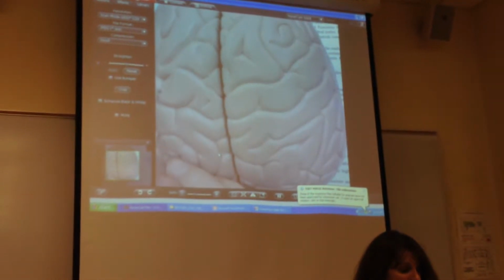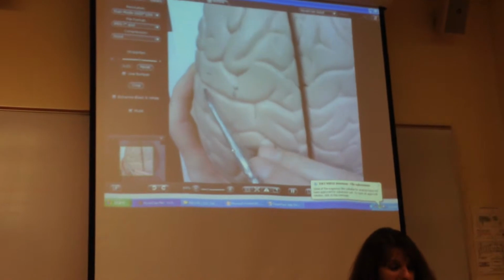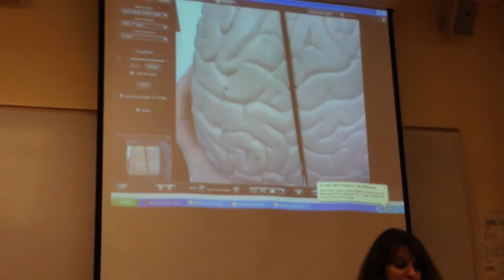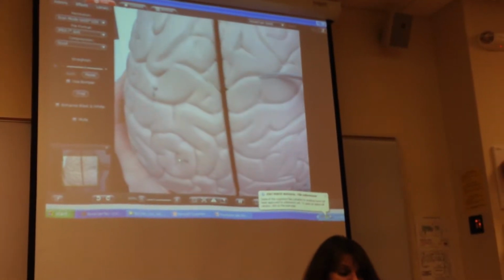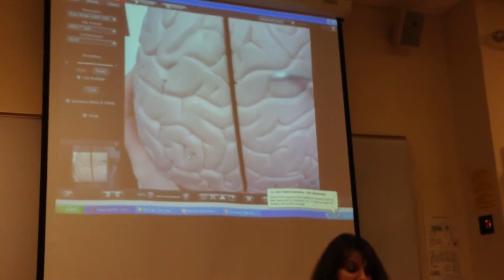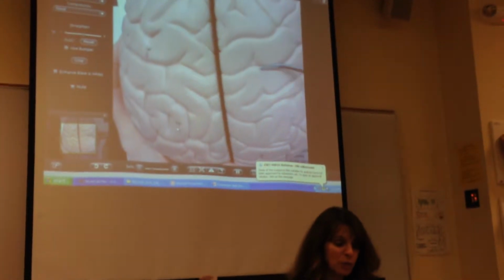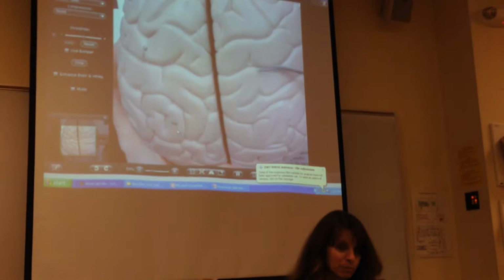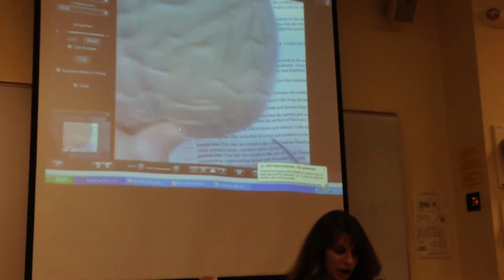So one more time, can everybody tell me what is the name of this sulcus here? Central sulcus. And what do we call this in front? Precentral gyrus. And what do we call this? Postcentral gyrus.